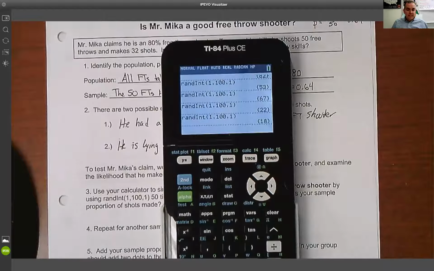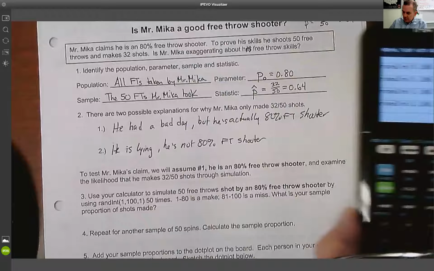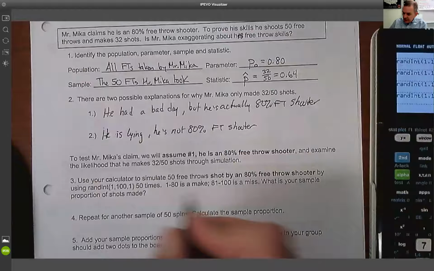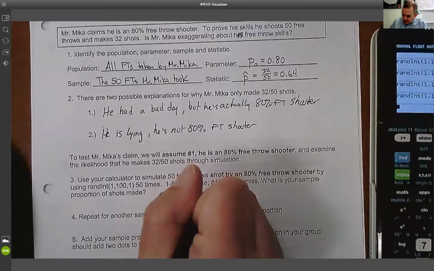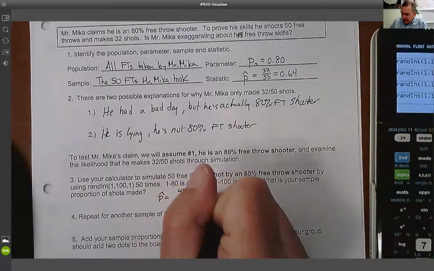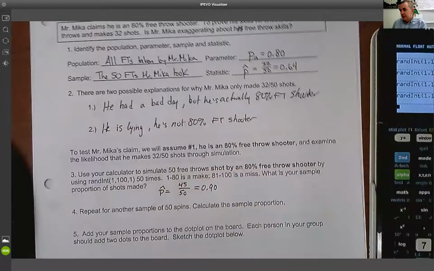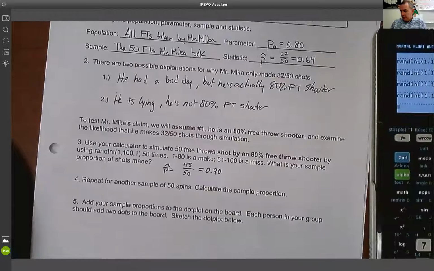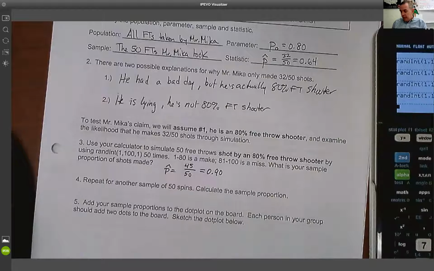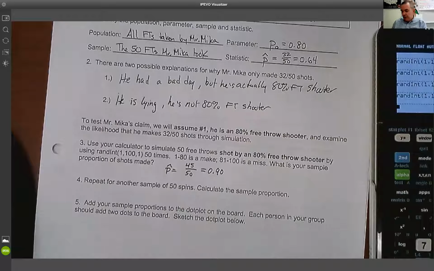So what I did is I ended up with him making 45 of 50 shots. So my claim was that he is going to make 45 out of 50 shots. So I had him simulated that he made 90% of his shots. And what's going to happen is I'm going to collect this information from all of you. And we're going to build ourselves a little dot plot on the board. And we're going to see where it falls.